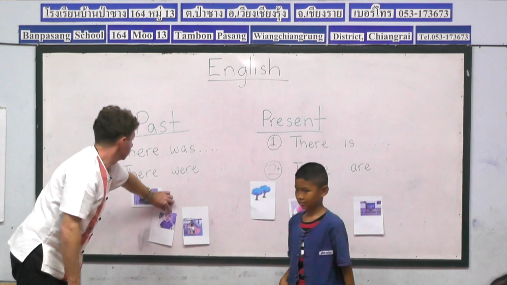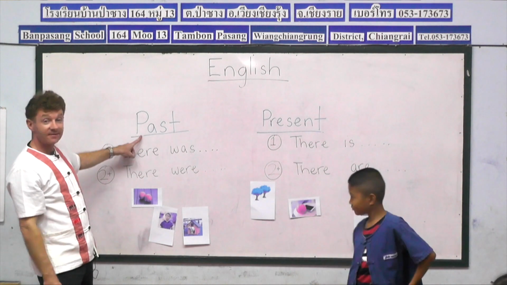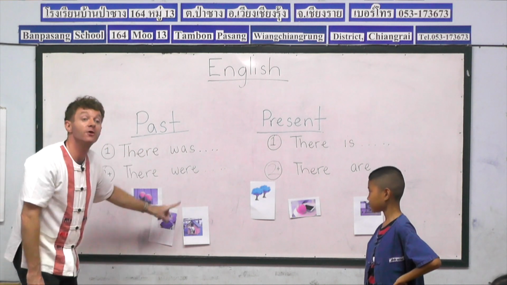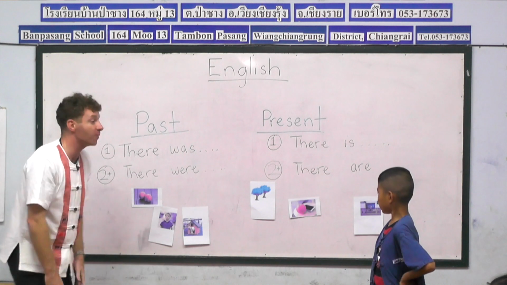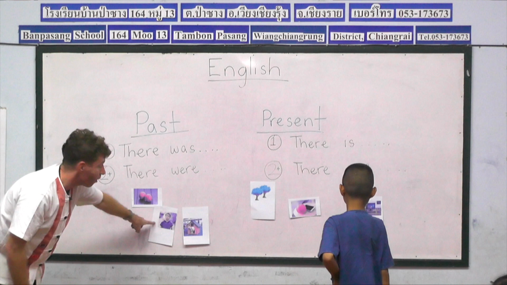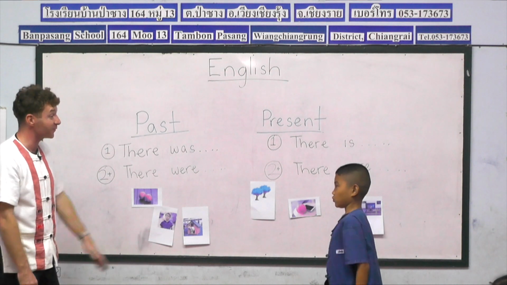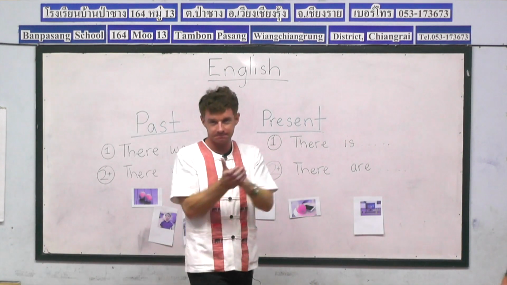There. So one person or one object, past tense, there was one boy or one kid. One kid or one boy. All together, there was one kid. Excellent, Bang Pon. Okay, high five. Big round of applause for Bang Pon.